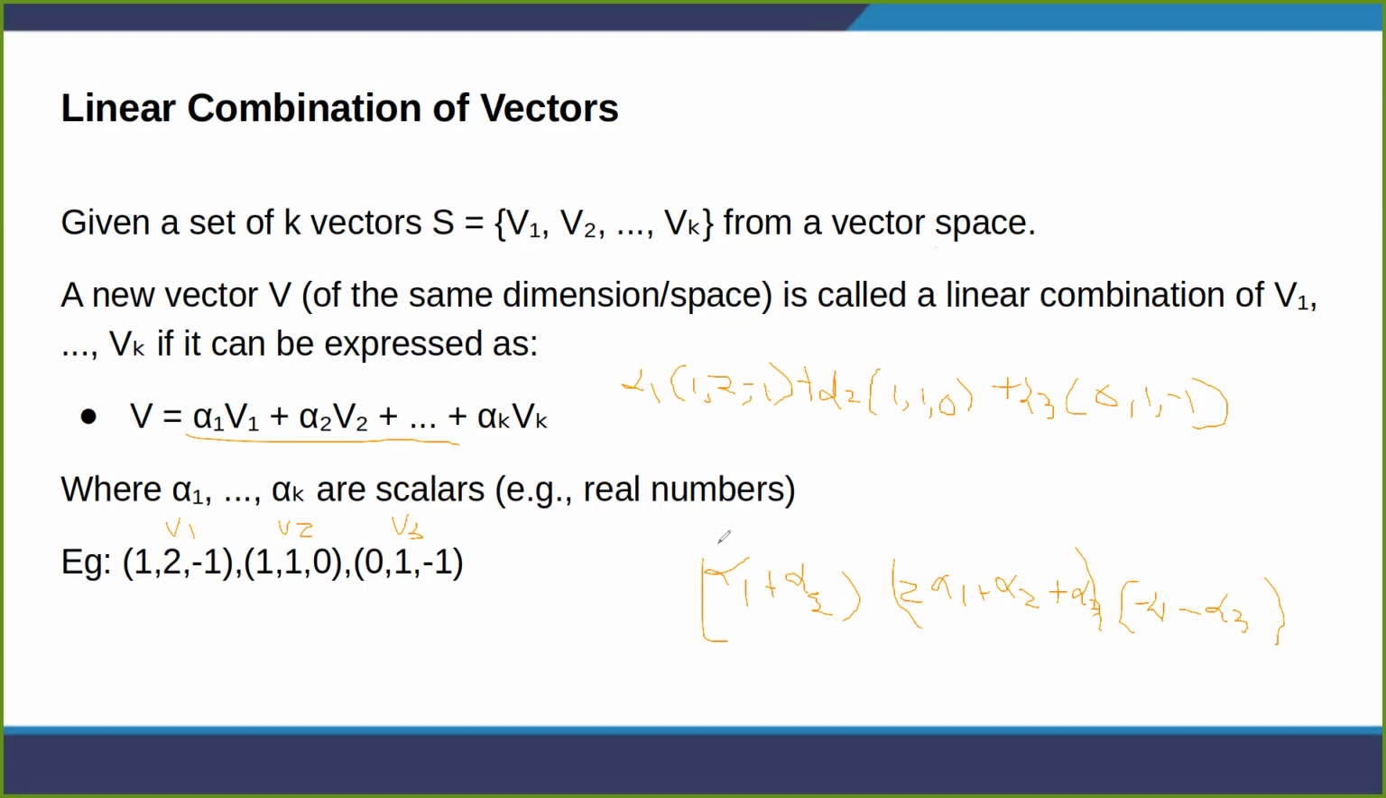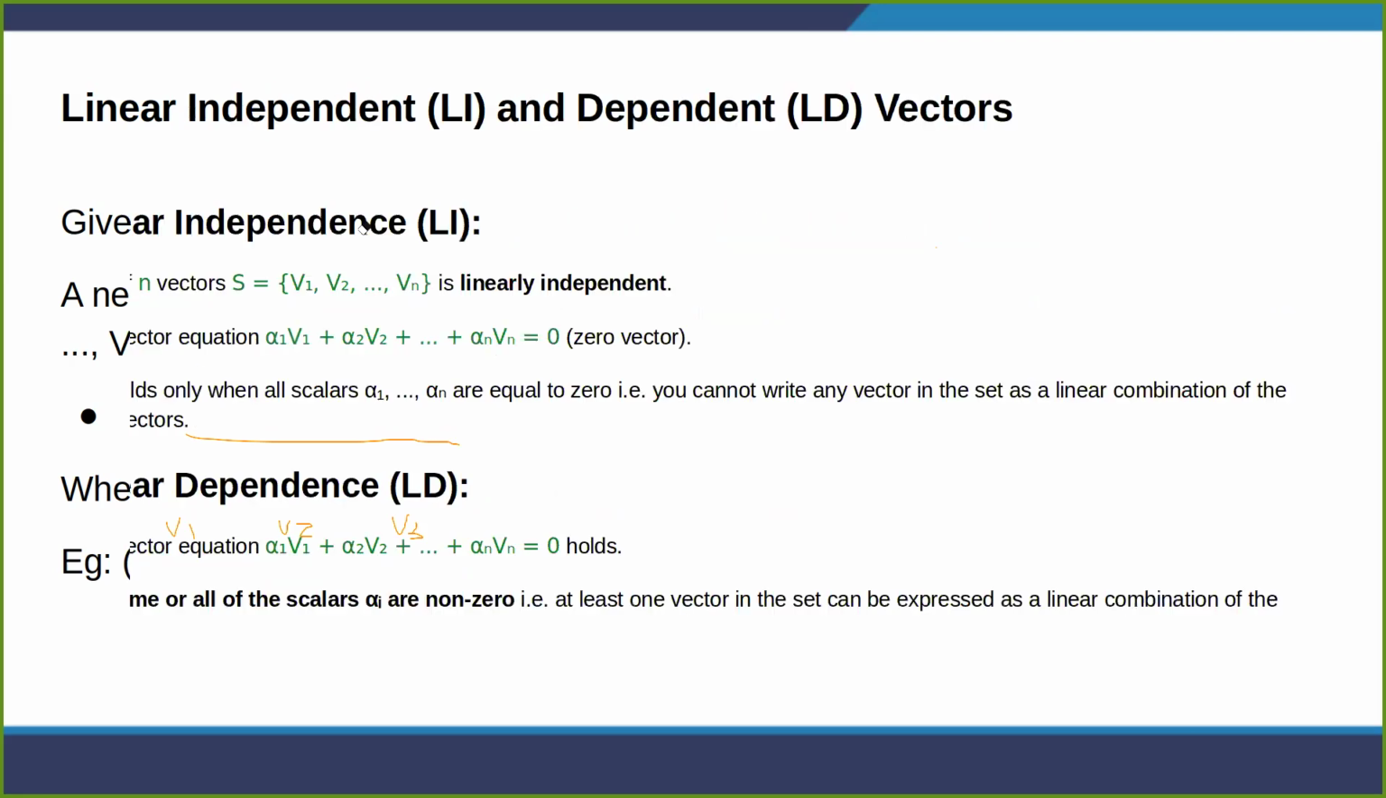And these are the expressions. Then let's move ahead. Why am I telling you about linear combinations of vectors? Because it's an important concept for the next topic, which is linearly independent and linearly dependent vectors. So what happens in ML is you get some data.